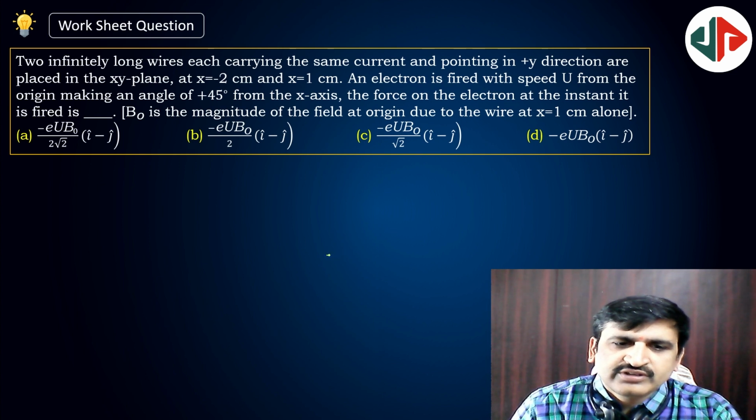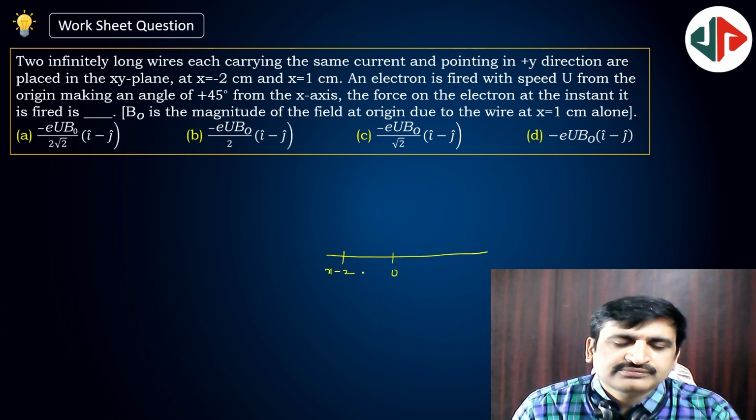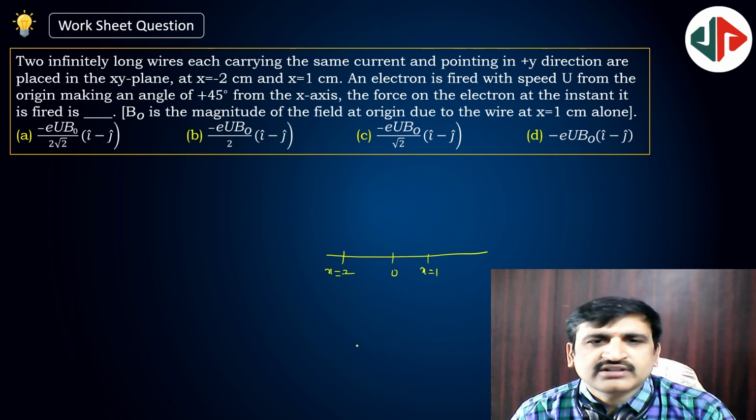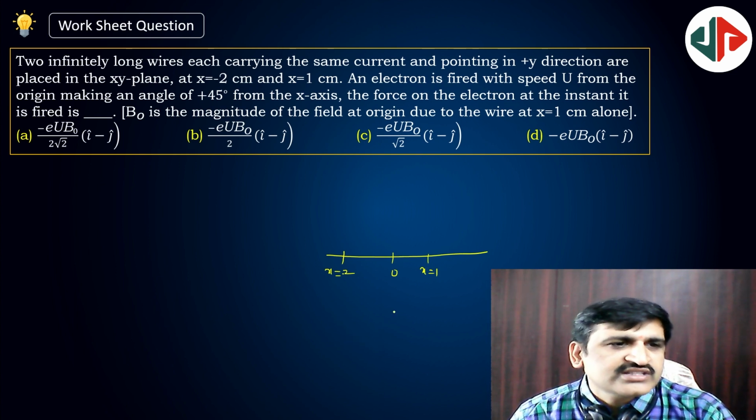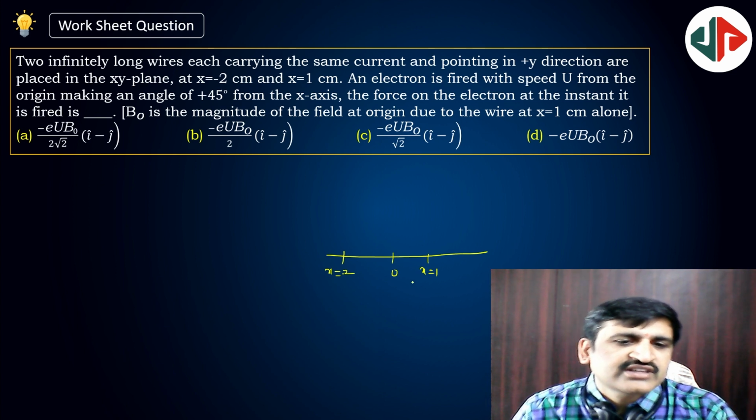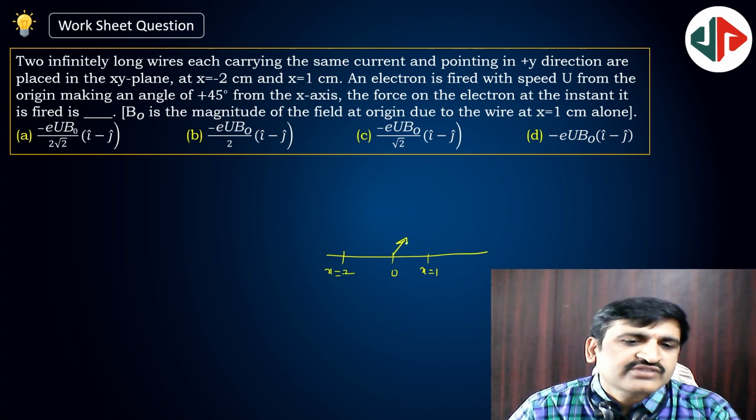Suppose two infinitely long wires, one at x equal to minus 2 and the other at x equal to 1. An electron is fired with the speed u from the origin, making an angle of 45 degrees with the x-axis. The electron is fired like this at 45 degrees.